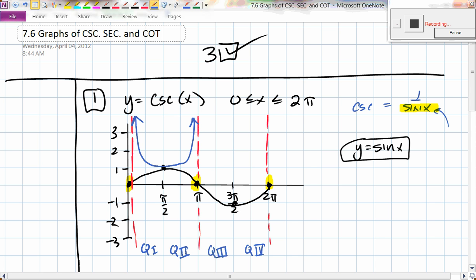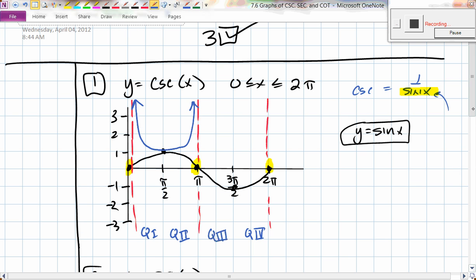In quadrants 1 and 2, your sine values are positive. If you take the reciprocal of a positive number, you still have a positive number. So everything in quadrants 1 and 2 for cosecant will be positive, but it has to be squished between 0 and pi because I've got asymptotes at 0 and pi and 2 pi and multiples of pi. Okay? So take that same knowledge, and what's it going to look like in quadrants 3 and 4? What do you think? You got it. Everything that's negative is going to be negative, so it's going to look down like this. So the blue graph is the graph y equals cosecant of x.